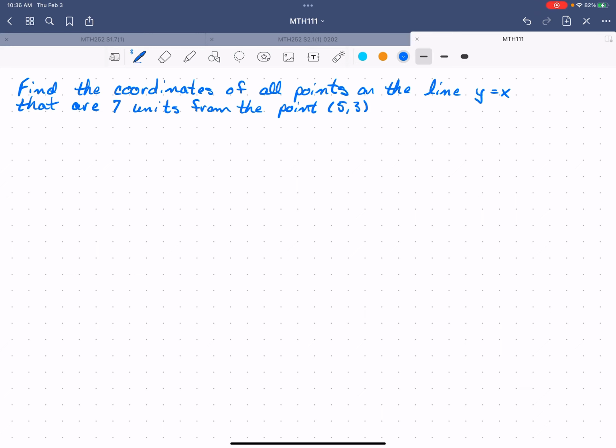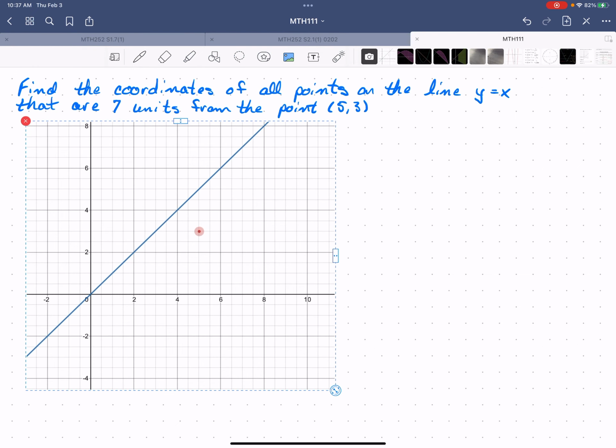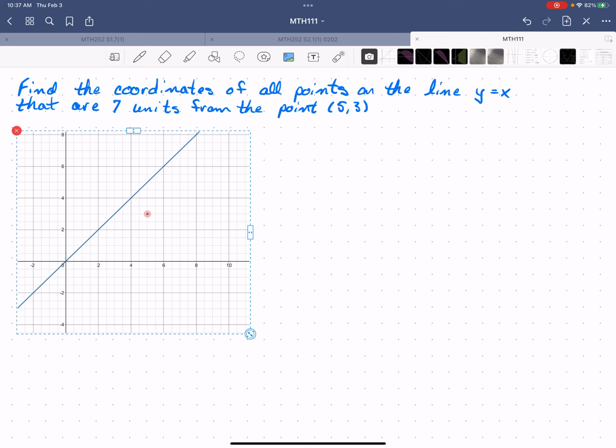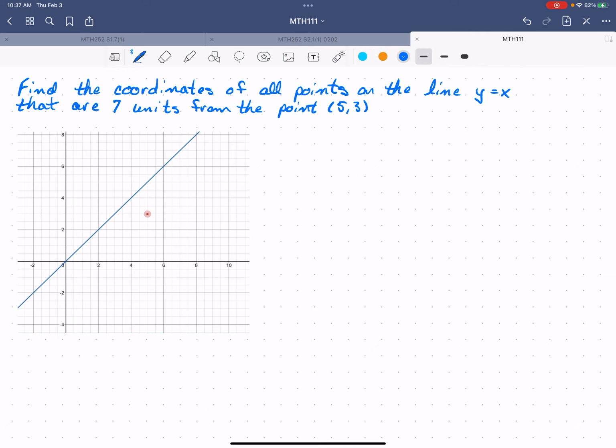I want to work this example with you. Find the coordinates of all points on the line y equals x that are 7 units from the point (5, 3). So let's take a quick look at what we've got here. We've got a line that is the line y equals x. Now this could be any line. In this case it is the line y equals x.